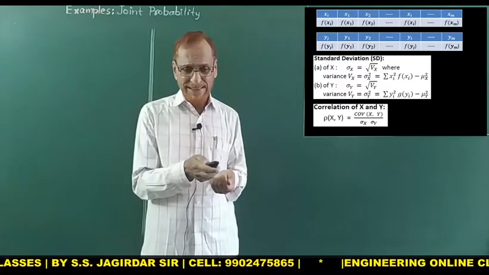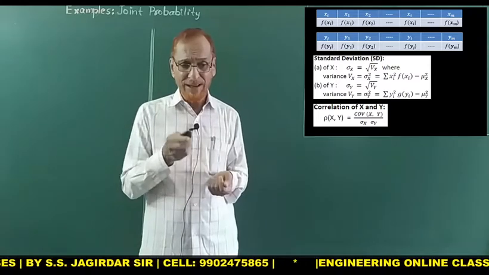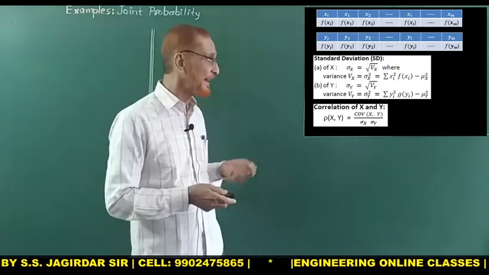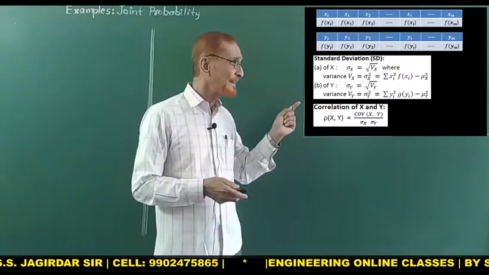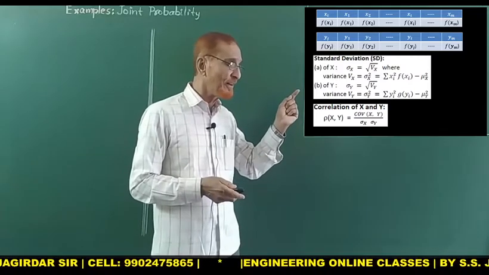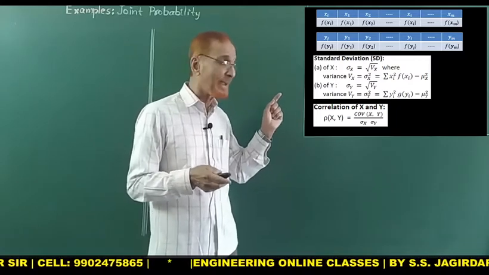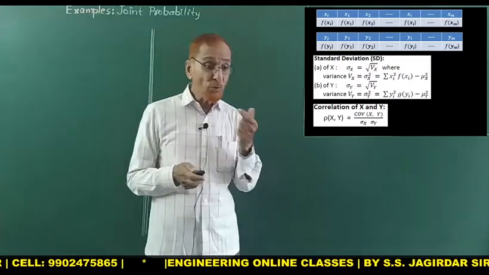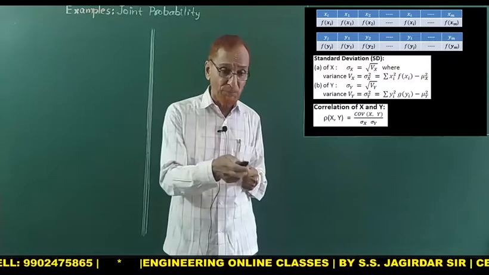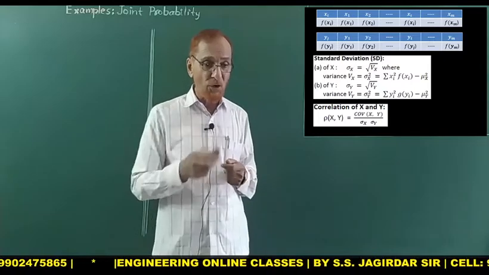So you can see that here sigma x and sigma y are nothing but standard deviations. They are the standard deviation of x and standard deviation of y. SD of x is sigma x, SD of y is sigma y. And how to calculate sigma x and sigma y for the purpose of calculating the correlation of x and y?